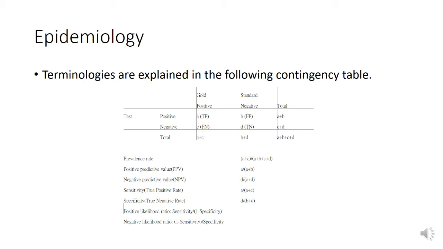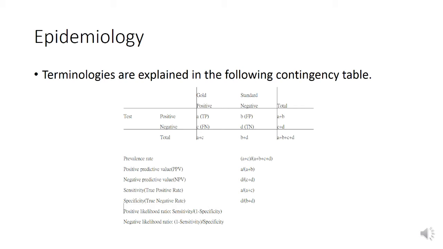Terminologies of epidemiology are explained in the following contingency table. The first column means gold standard positive. The second column means gold standard negative. However, a rapid but not precise test will be done to save the time. So here, the first row means test positive. The second row means test negative.